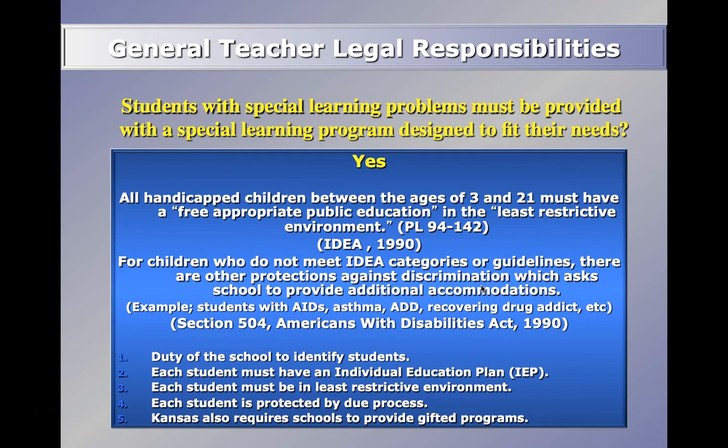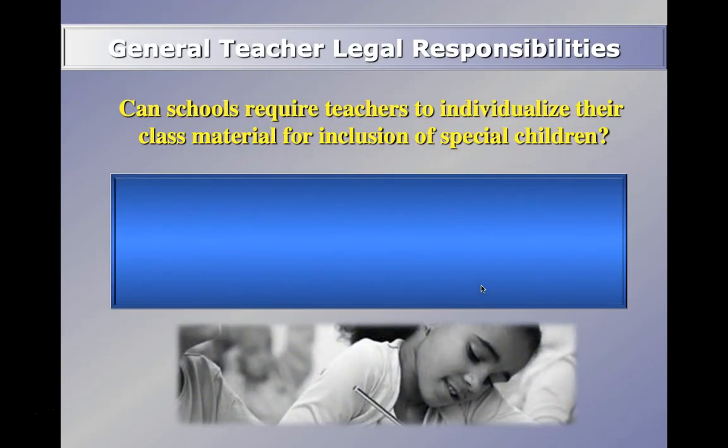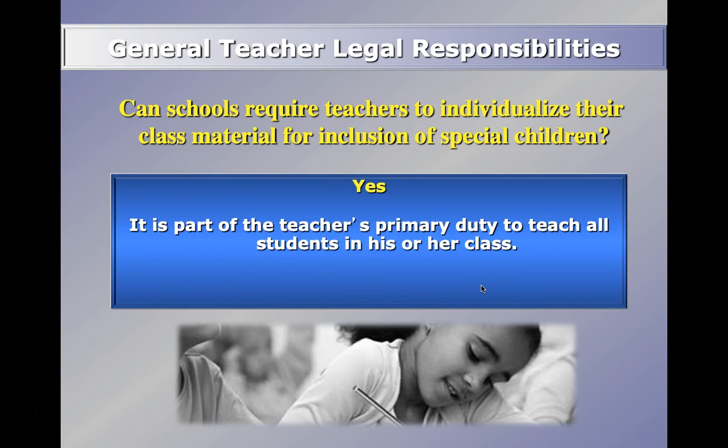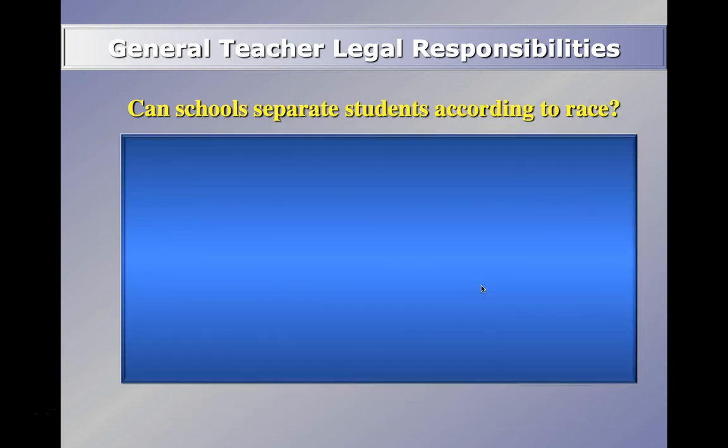And you can't punish a kid for his disability. So know what that disability is and follow what the IEP says to do for them. Can schools require teachers to individualize their class material for special children? Well, of course, yes, they can. We call them modifications or accommodations. Those are usually spelled out by the IEP or by your common sense.